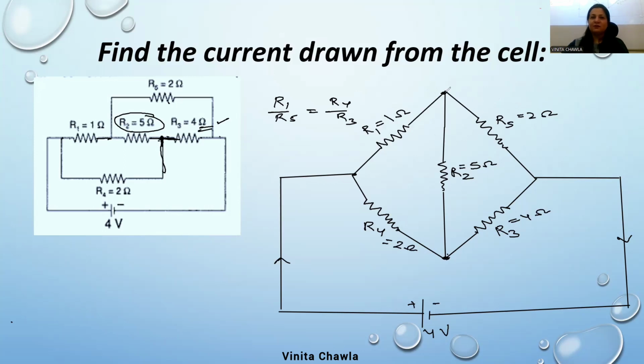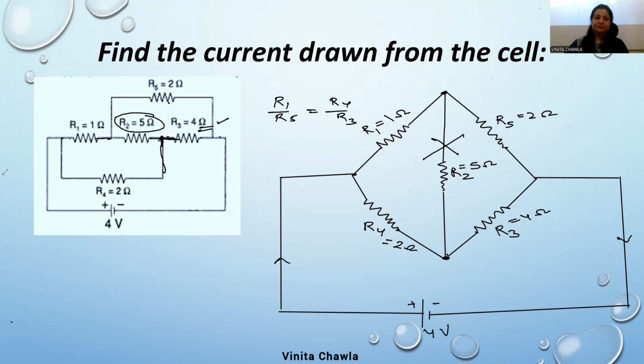So the potential difference, the potential drop, across this and this is the same. We can neglect the middle one. The potential difference between the opposite ends is 0. We can neglect this. Now we have two resistors in series and these two resistors in series. We can find the equivalent resistance.